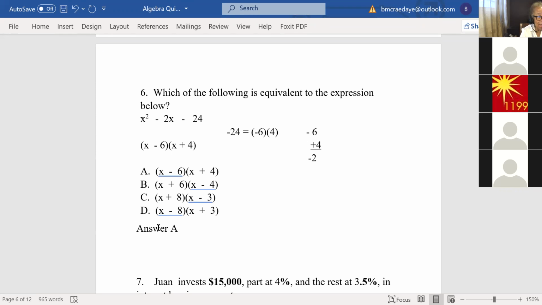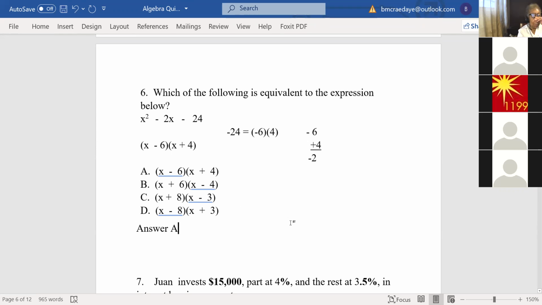Because you see the 8 and the 3 are factors of 24, but when you add them up, you don't get a negative 2. Like here, you'd get a plus 5. Here, you'd get a minus 5. So that doesn't satisfy the coefficient of your x.